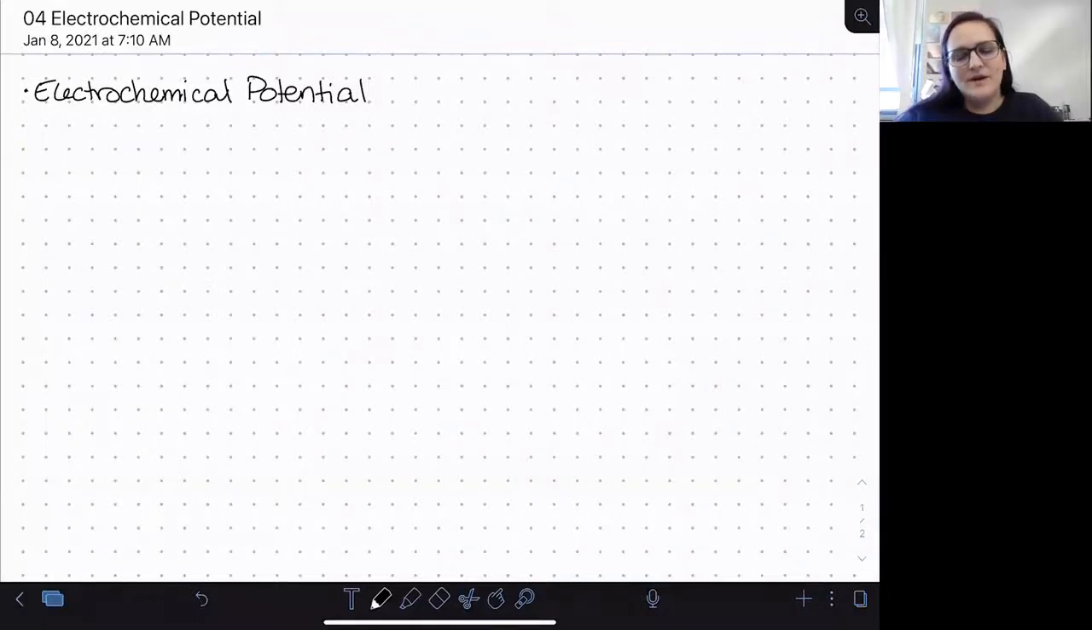So at this point, we have a basic understanding of what oxidation-reduction reactions look like, how we can balance them, and how we can determine that a redox reaction is happening using oxidation numbers. And now in this video, we're going to start to get into the applications and why these types of reactions are interesting and useful.